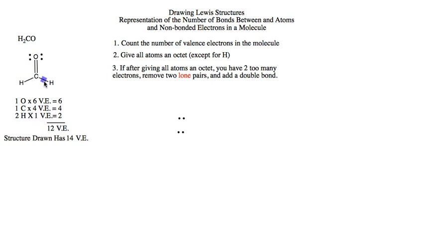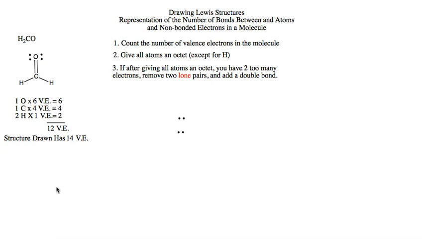The carbon has 2, 4, 6, 8 shared electrons. The oxygen has 4 shared and 4 unshared. And I have a total of 2, 4, 6, 8, 12, 14. I'm sorry, I counted wrong. 2, 4, 6, 8, 10, 12 valence electrons, which is what we want. So we've got the correct Lewis structure.